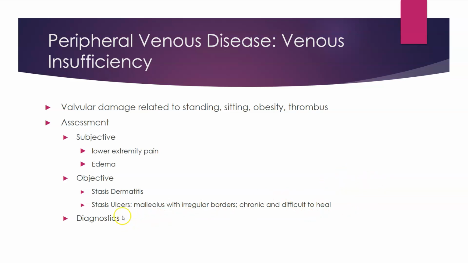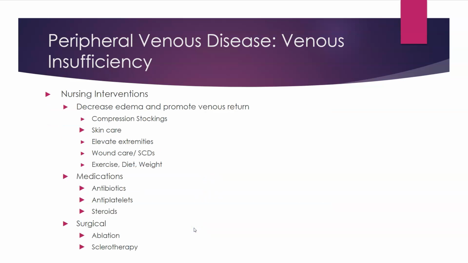So diagnostic-wise, if we're seeing these kind of things objectively and subjectively, we kind of know, but of course we can do more things with ultrasound and looking at the perfusion that way. So what do we do? Compression stockings, SCDs, wound care, especially if they've got those ulcerations on their ankles. Skin care is a big thing, trying to prevent that wound care. Exercise, diet, weight restriction often is the case with this one. Medications, antibiotics for any of those open wounds and ulcerations so they don't get septic.